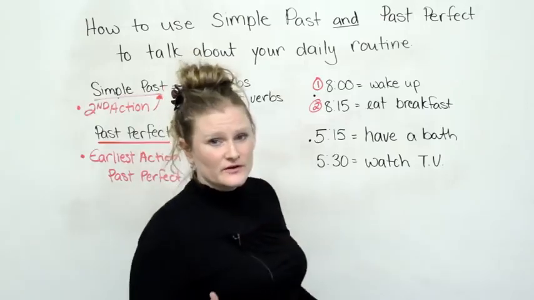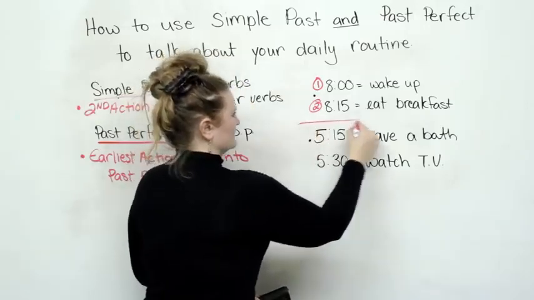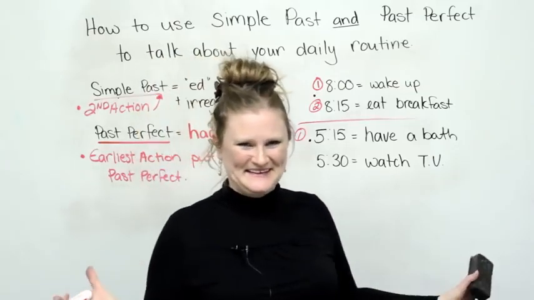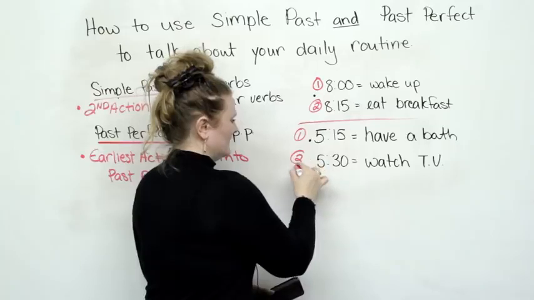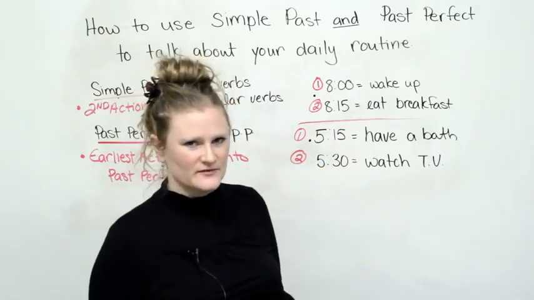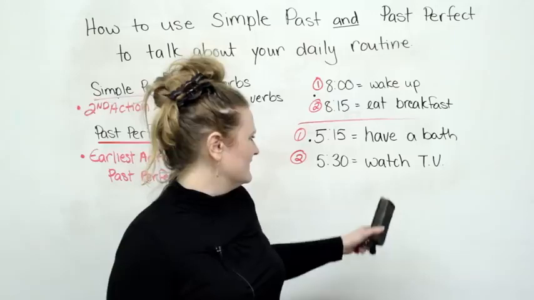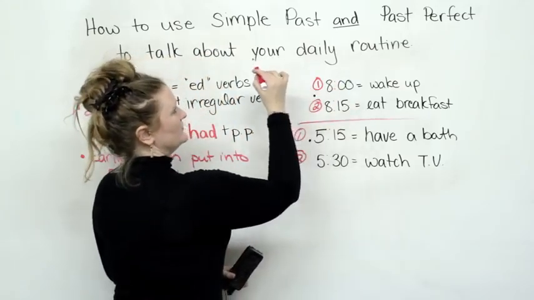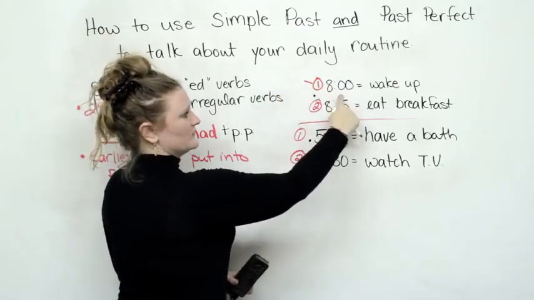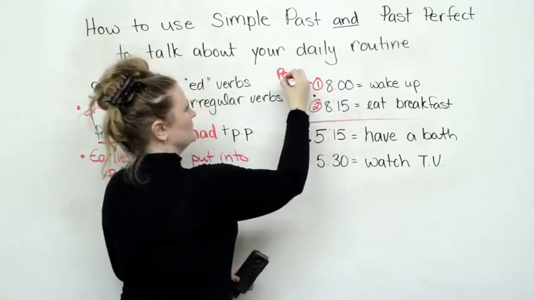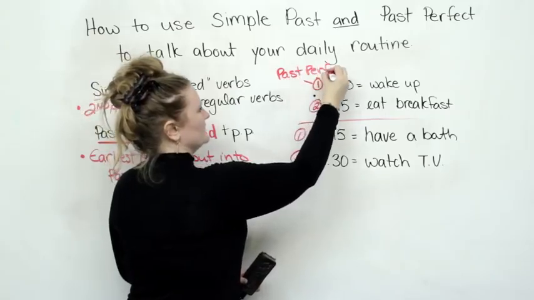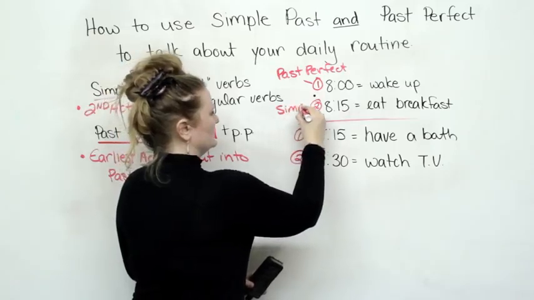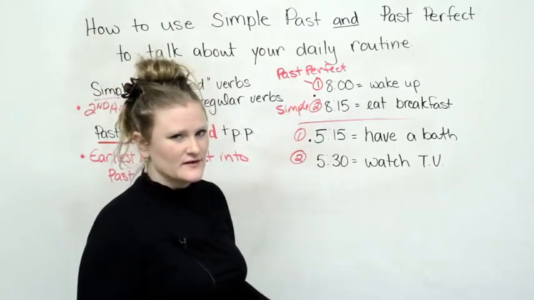Then, after work, maybe about 5:15, I have a bath. I like to be clean. And at 5:30, after my bath, my 15-minute bath, I watch TV. So, what we're going to do to change this into simple past and past perfect is my very first action we're going to put into the past perfect tense. My second action, I'm going to use simple past. So let's work this out together.